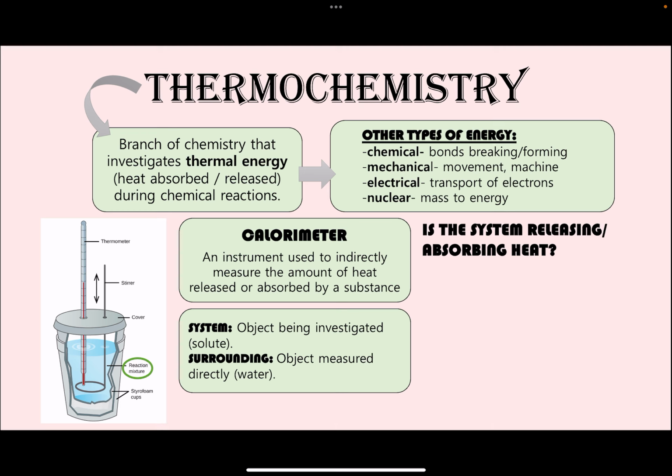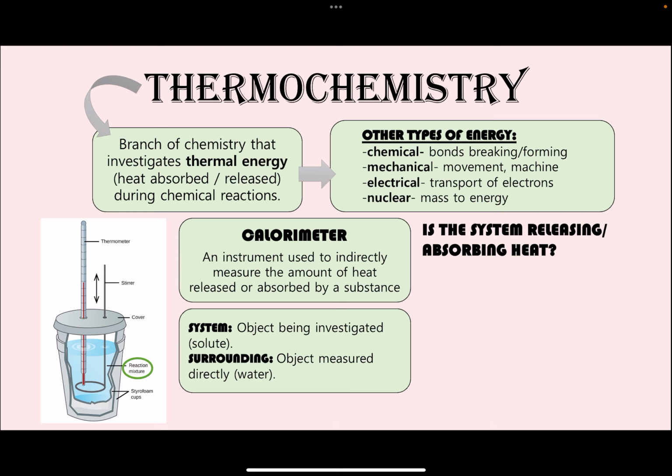So the system is the object that is under investigation, like the hotter object. And then we are trying to see if the hotter object is going to transfer its thermal energy to its surroundings. The surrounding is what we are measuring to notice any changes in the heat, to see if the surrounding has absorbed or released heat from or to the system.